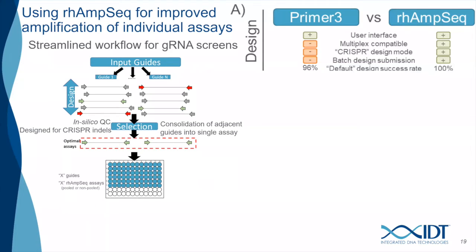And so the RAMP-seq design tool then allows you to input the various guides that you want assays designed for. And so you can think about this on a 96 well plate. It'll give you optimal assays for each guide RNA location. It'll consolidate any that are within a certain window where they could be amplified with the same assay. And then essentially give you a report to get a plate of primers that would match your plate of guides.